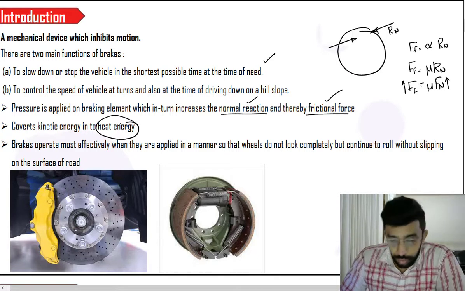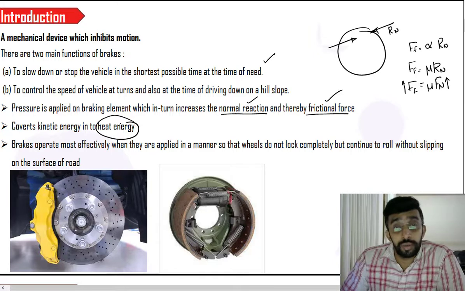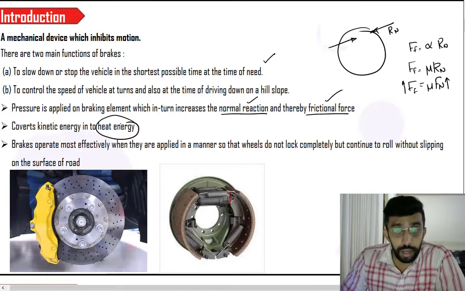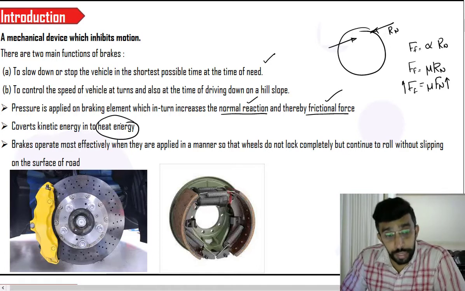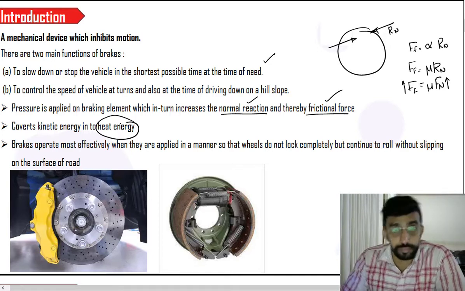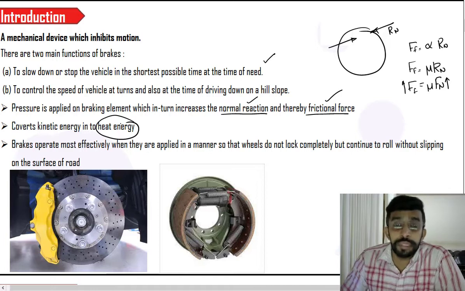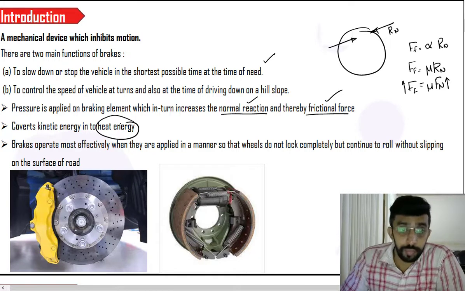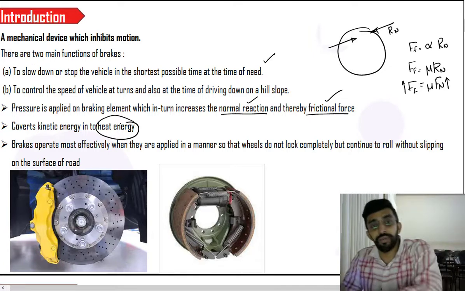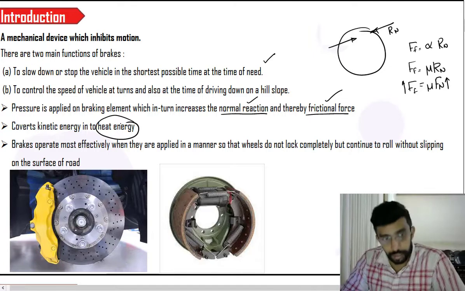I don't know whether you have noticed it or not. In the case of racing cars or high speed cars, when you apply the brake suddenly, even the brake disc and the brake liners turn red hot. So that much heat is generated at the interface, that much friction, and thereby heat. So the final conversion is towards heat energy.